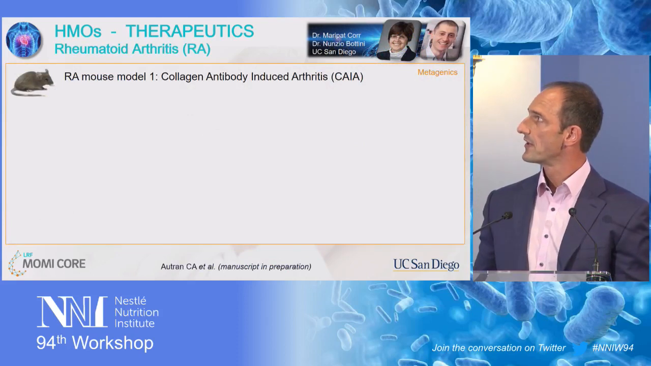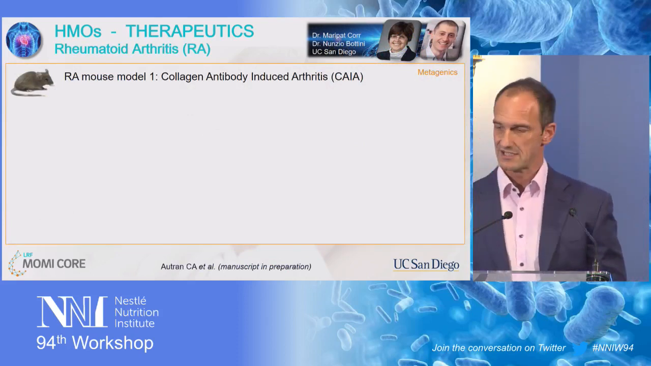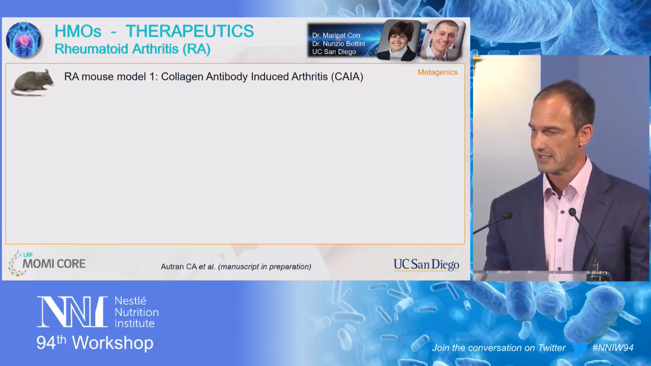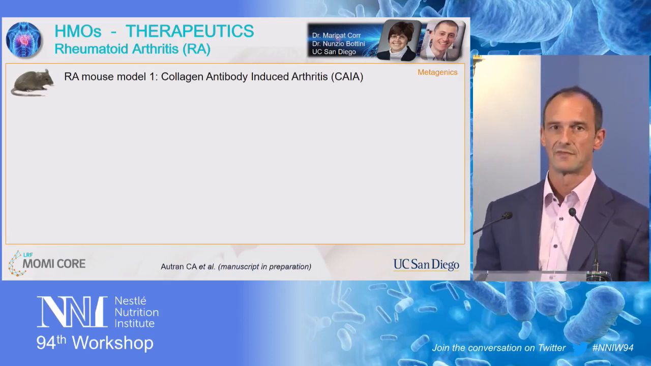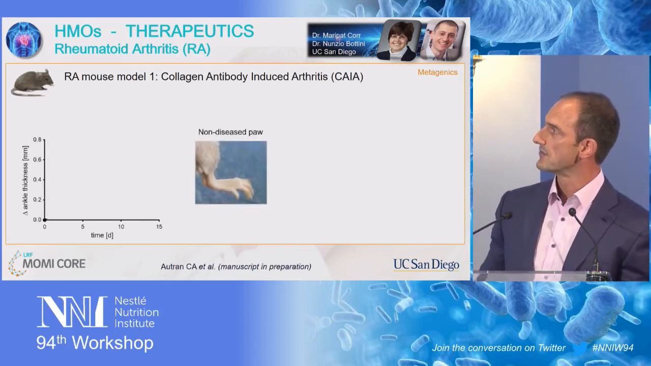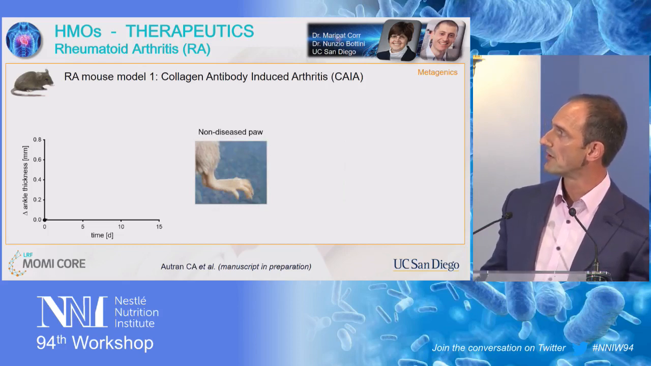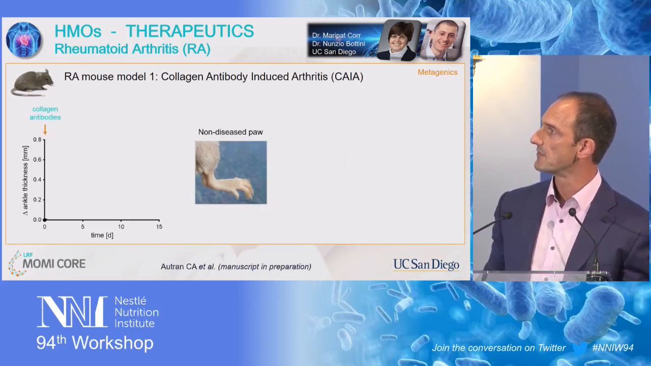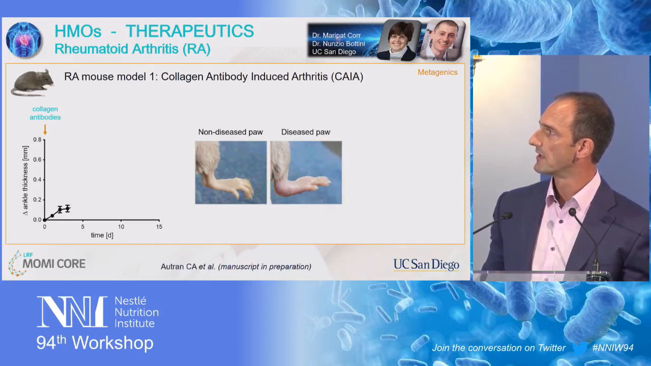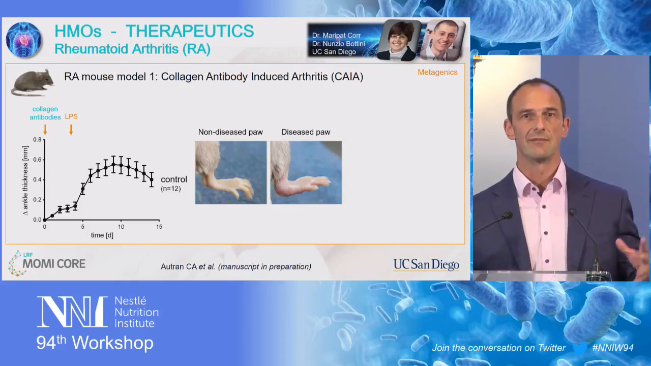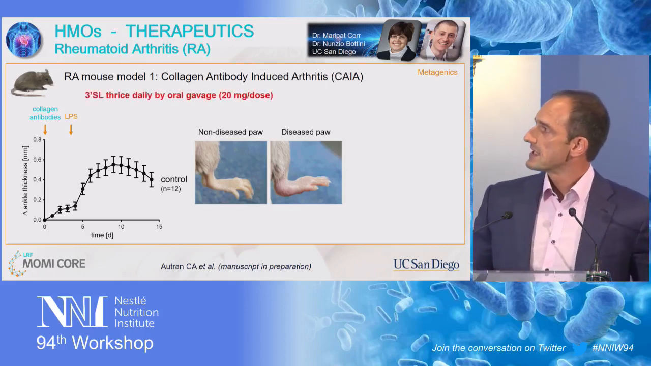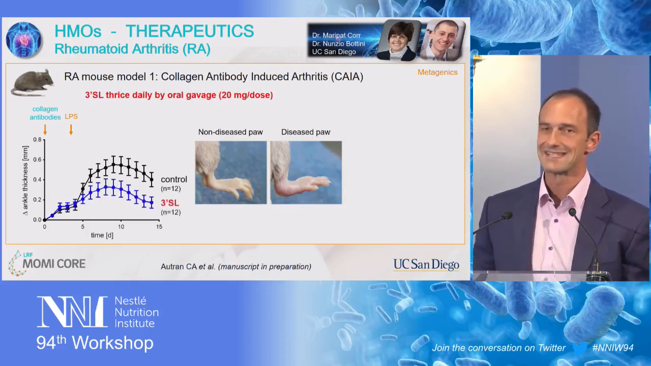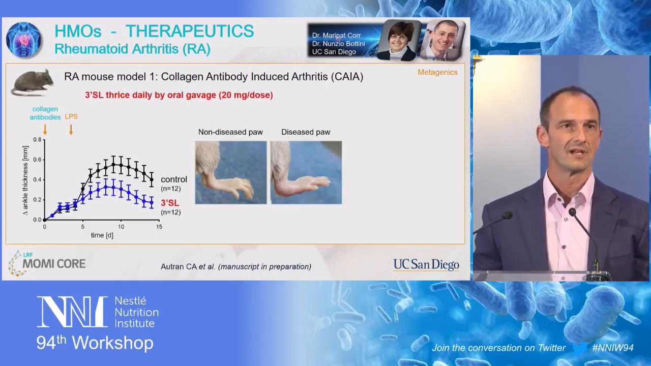So we collaborated here with Mary Patcourt and Nunzio Bottini at UCSD and tested out our 3SL in a RA model, in a mouse model. We put 3-sialyllactose in the drinking water. First, to show you, we measure the paw thickness here throughout the time of disease. We induce the disease by giving it a collagen antibody. Paws swell up. You give it an LPS boost, and the paws get really inflamed. Now you add 3SL in the drinking water, and you see there's a significant difference in the paw swelling. A lot less paw swelling.